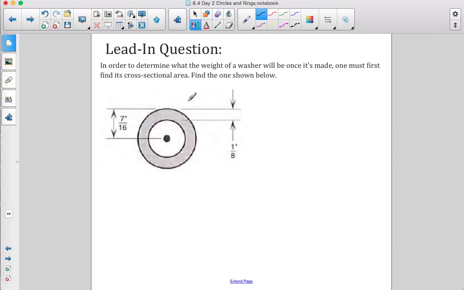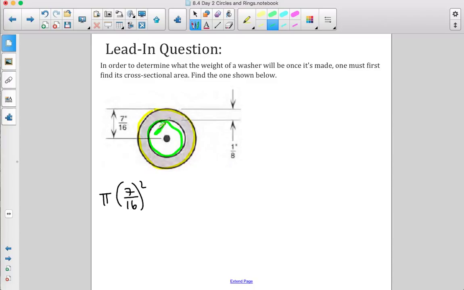So the area is going to be the bigger circle here. I could highlight in maybe this yellow. So the area of this big circle is the outside edge. And from center to outside edge is 7/16 of an inch. So its area is going to be pi times 7/16 squared. The area of the inside one is going to be this inside circle.